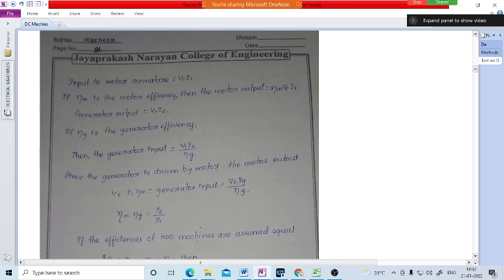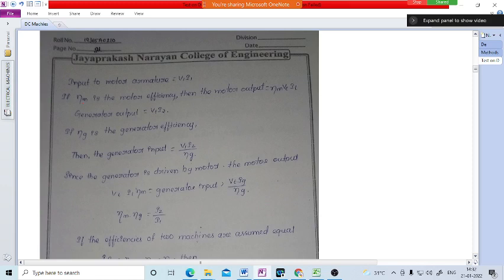Okay students, here we take the input of the motor, that is V1 I1, and the efficiency of the motor, then the motor output. Efficiency is equal to output by input. So the motor input is V1 I1, and the motor output is equal to efficiency into input.